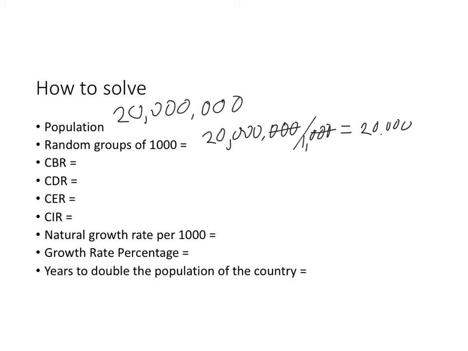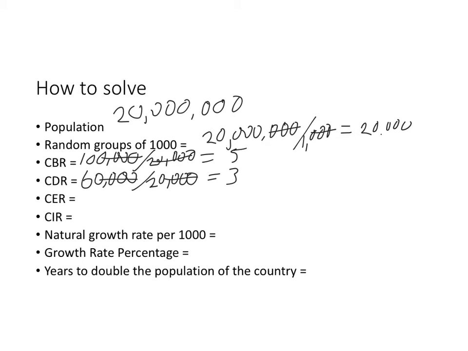The crude death rate is the first one we'll calculate because in the first sentence it says that 60,000 people die every year. So we take that 60,000 number of people, we divide by the number of random groups, which is 20,000. We did cross out the 4 zeros. 6 divided by 2 makes that a little easier. That is 3. The crude birth rate, there are 100,000 births in that country, divided by the 20,000 random groups of 1,000. Cross out the 4 zeros. It's 10 divided by 2, and that is 5.